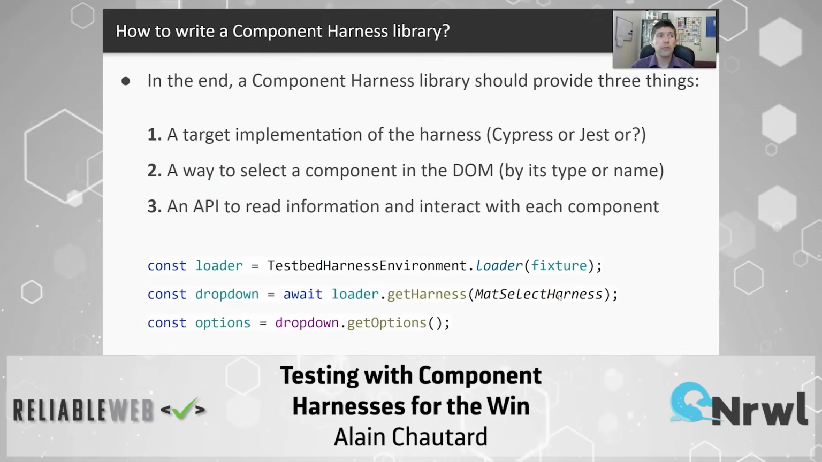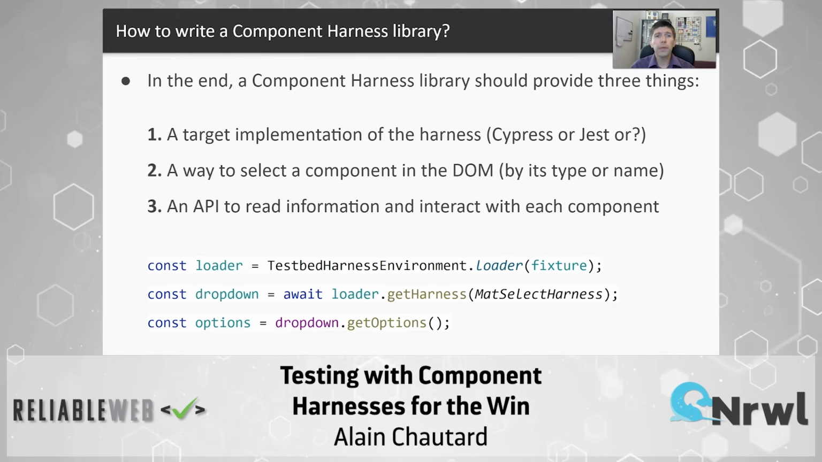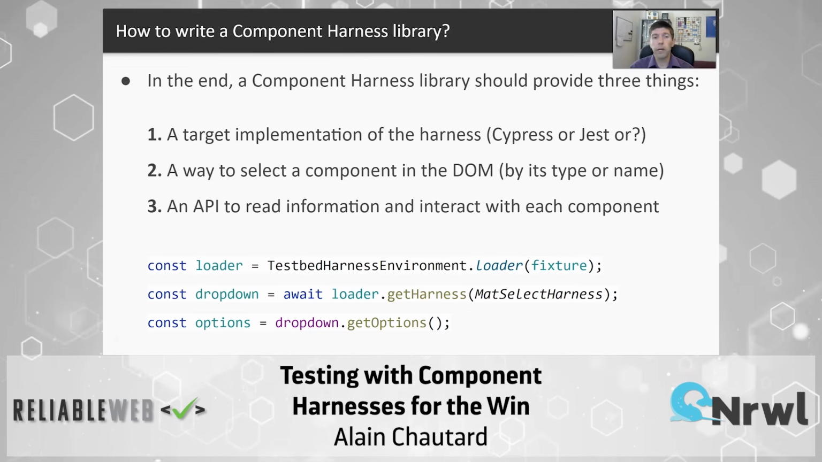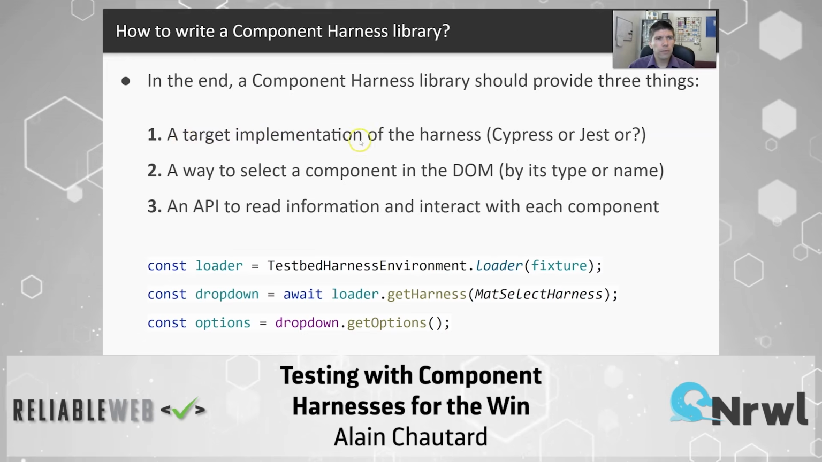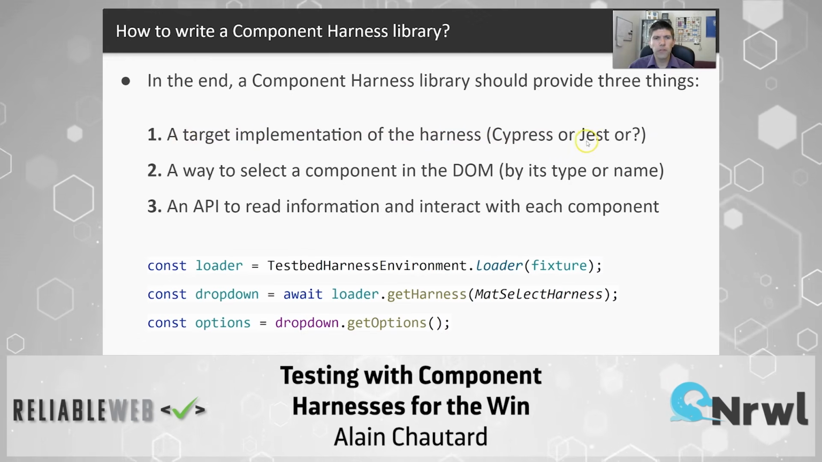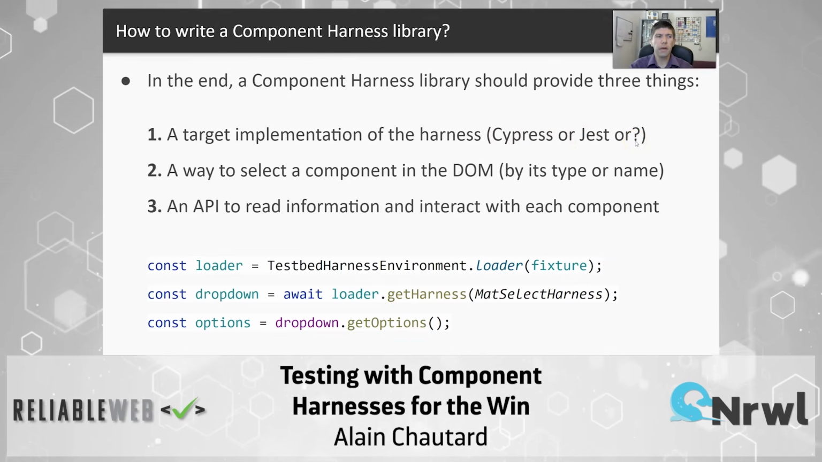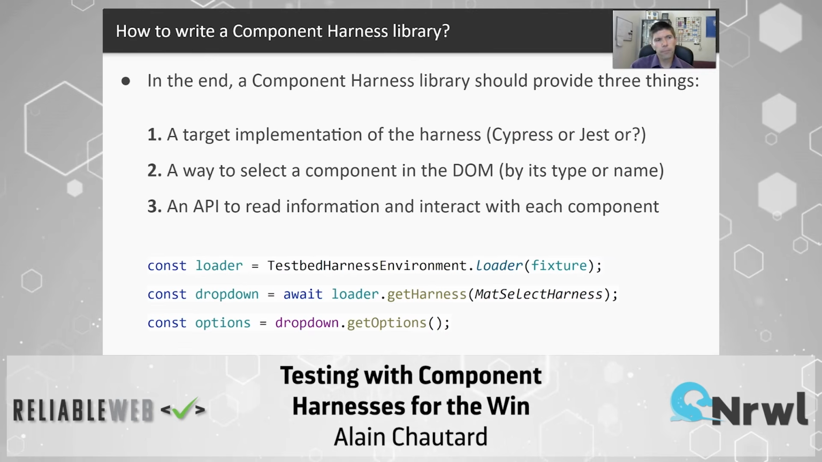So what would it take to write such a component harness library? There's really 3 steps in order to get a component harness up and running. The first thing is to have a target implementation of the harness. So am I going to do that with Cypress or Jest or anything else? So being able to decide what the target is. And you can have multiple target implementations, but start with one.